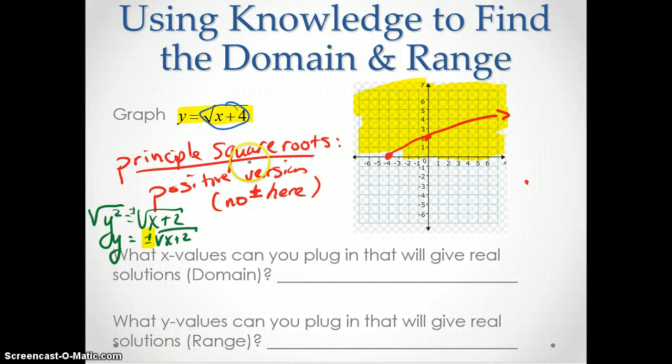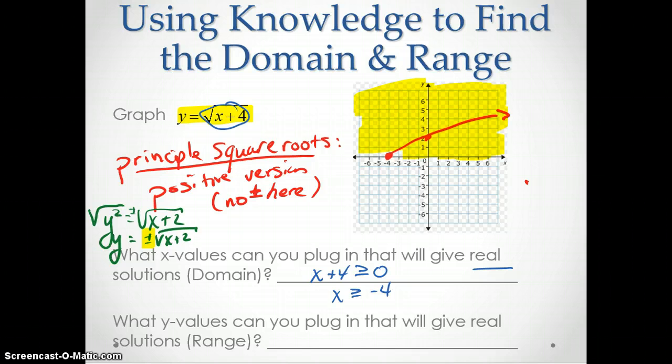You know from previous lessons that anytime we have a square root, whatever's in the square root has to be greater than or equal to 0 in order to form a real solution. We cannot have negatives under the square root. So we take what's under the square root and say it has to be greater than or equal to 0. If we subtract 4 from both sides, then the domain, or the x values that we can plug in that give real solutions, have to be greater than or equal to negative 4.